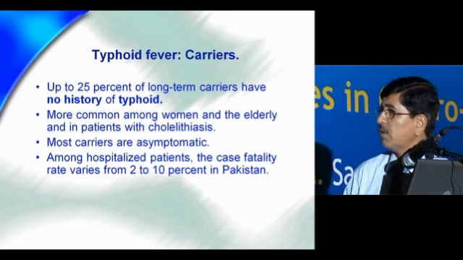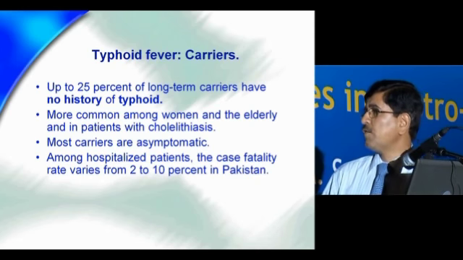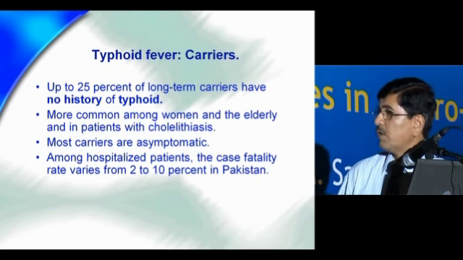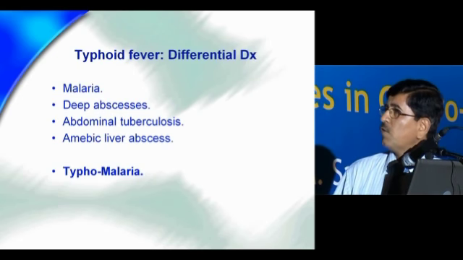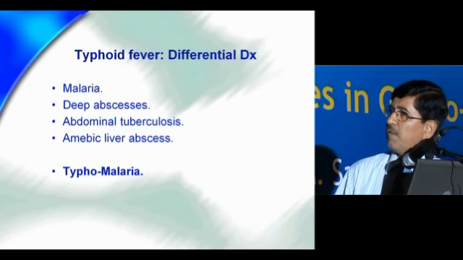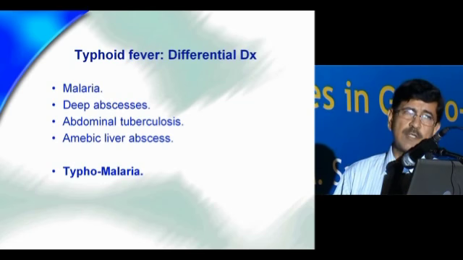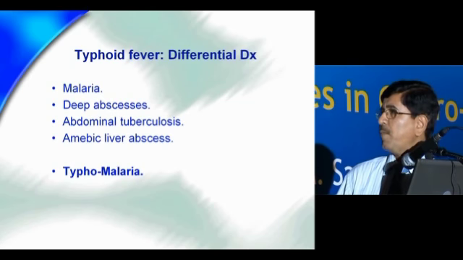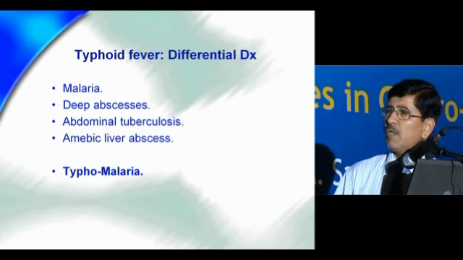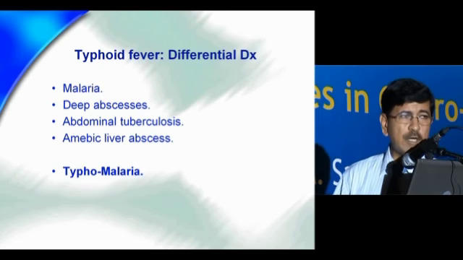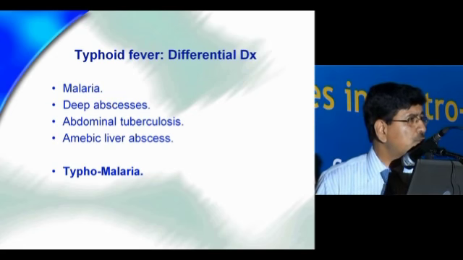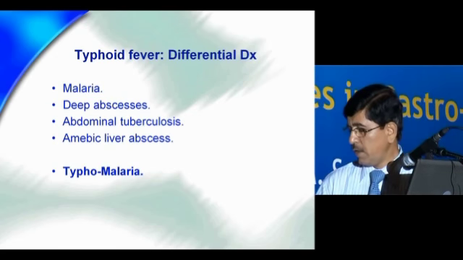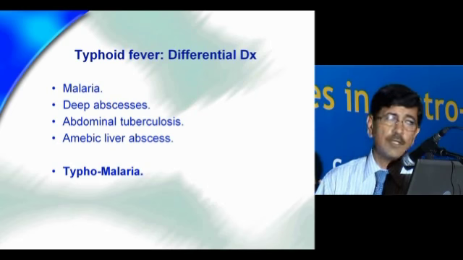As I mentioned earlier, the differential diagnosis for typhoid would be malaria, a deep-seated abscess, maybe a liver abscess or bone abscess, and abdominal tuberculosis. Sometimes, because of seasonality, you may have a dual infection, both typhoid and malaria occurring together. To treat such an infection, we need to use antibiotics, and we need to see which antibiotics are good.